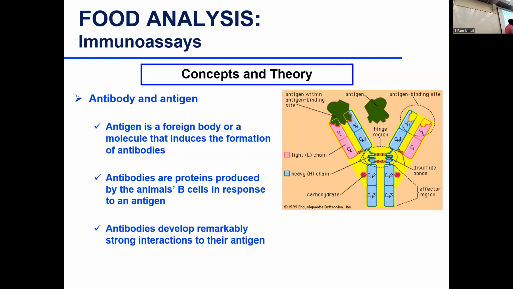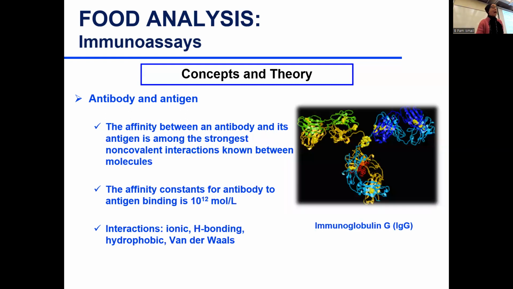They're proteins, produced by B cells in response to an antigen. And they have a very strong interaction with the antigen. So antibody-antigen interaction is among the strongest interaction that we can have that are non-covalent. So non-covalent interaction can be ionic, hydrogen bonding, hydrophobic, van der Waals, no covalent reaction, no disulfide linkages, nothing covalent. So non-covalent interaction, but the strongest interaction there are.